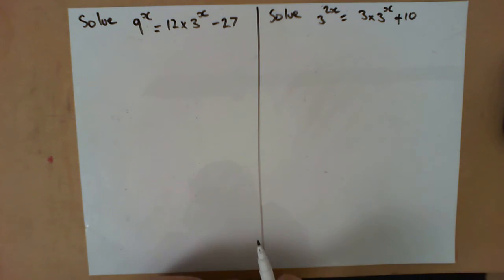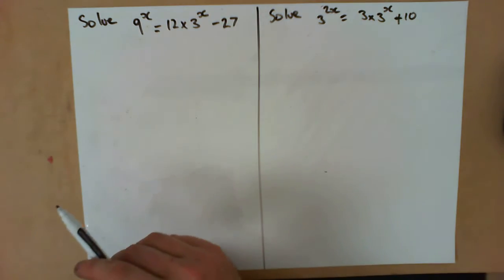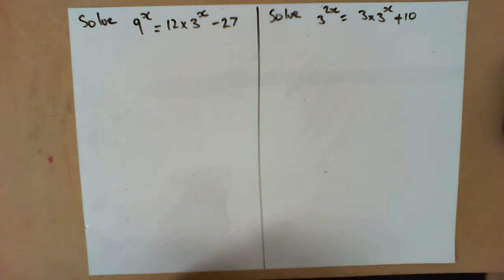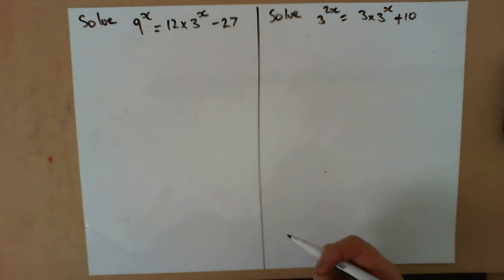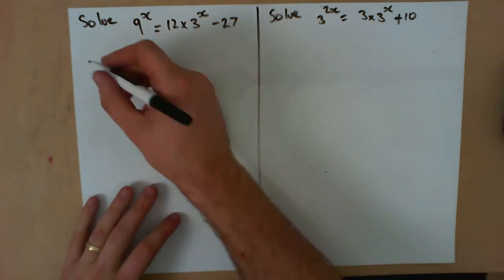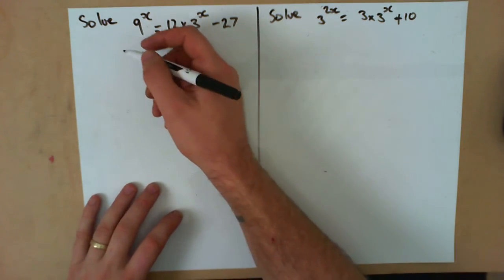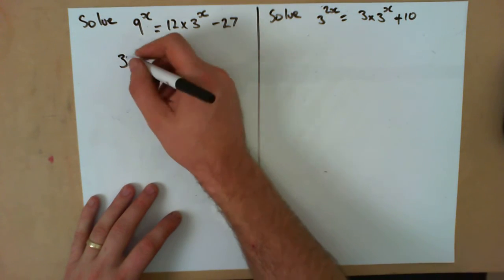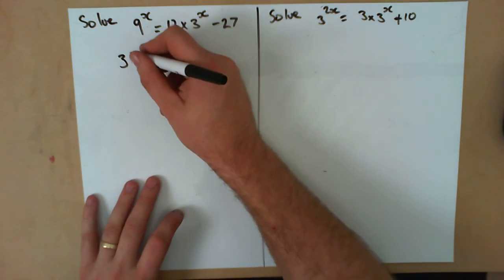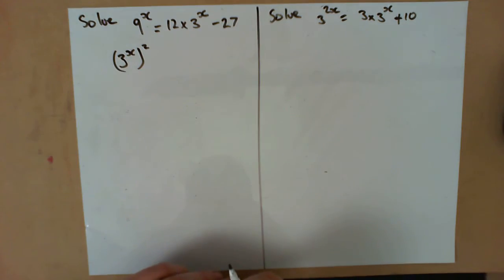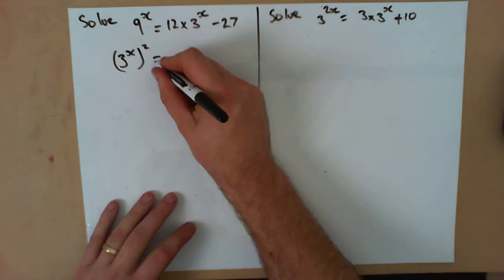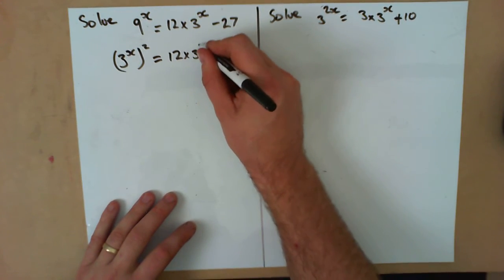You might look at this and go, well, 9 to the power of x equals 12 times 3 to the power of x, take 27. That one looks a fair bit different, but we can make it work. What we want to be doing with this first one is realizing that we can write 9 to the x as 3 to the x, squared. We're allowed to have it like that, which means then we've got 12 times 3 to the x take 27.